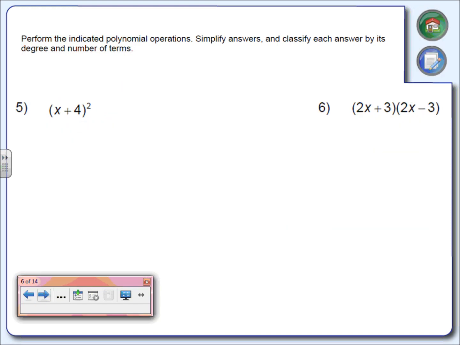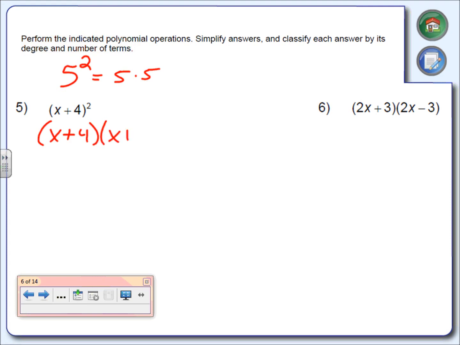Number 5. Number 5, we've got x plus 4, and they want us to square that. Now, before I do that, though, if I were to ask you guys, what is 5 squared? Anybody know what 5 squared is? 25. How do you know it's 25? Because 5 times 5 is 25. So when they ask you to square something, they're asking you to multiply that thing by itself. So that's what I need to do here. I need to take this x plus 4, and what I need to do is multiply it by itself. So all we're doing is some more important distributive property. So it's exactly like number 4 that we just got through doing.